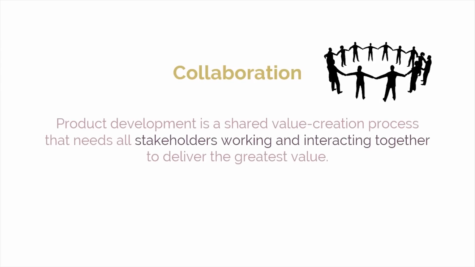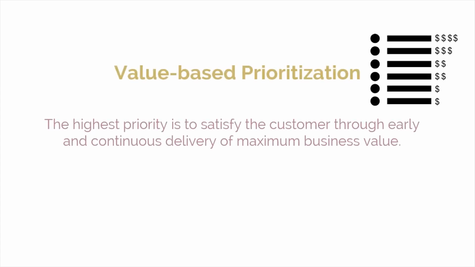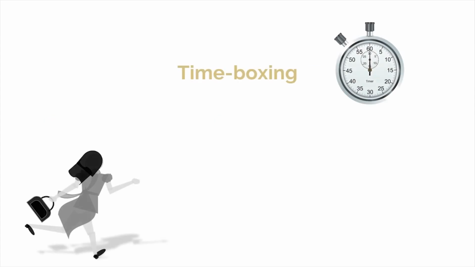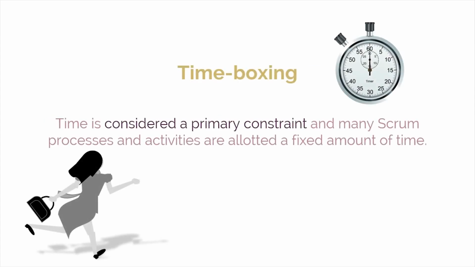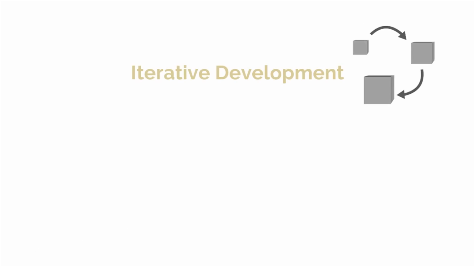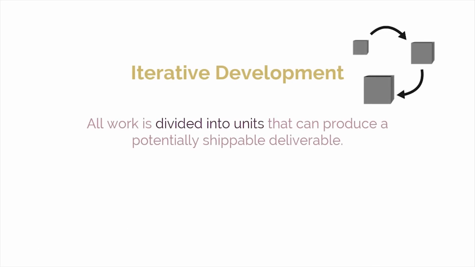Collaboration, in which product development is a shared value creation process that needs all stakeholders working and interacting together to deliver the greatest value. Value-based Prioritization, in which the highest priority is to satisfy the customer through early and continuous delivery of maximum business value. Time-boxing, in which time is considered a primary constraint and many Scrum processes and activities are allotted a fixed amount of time. And Iterative Development, in which all work is divided into units that can produce a potentially shippable deliverable. Each of these will be developed in more detail in the next sessions.